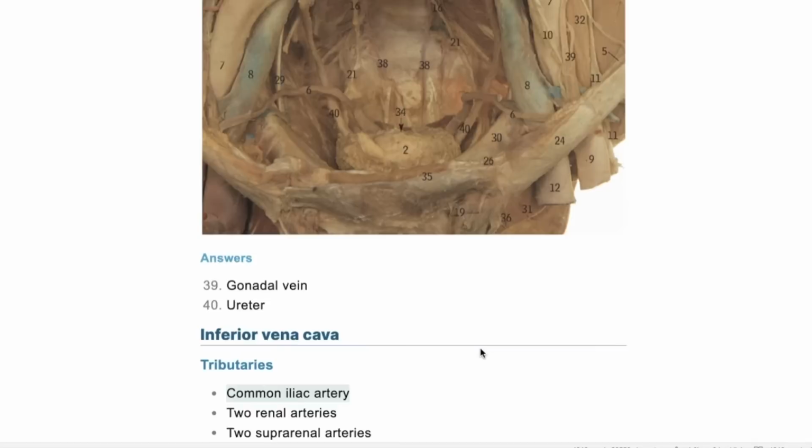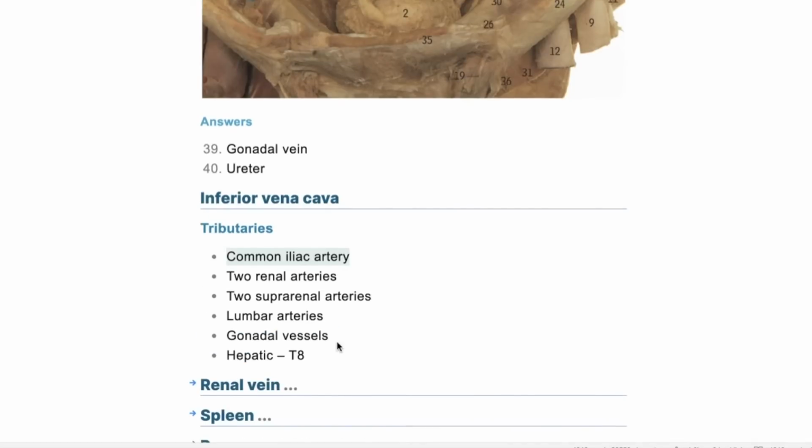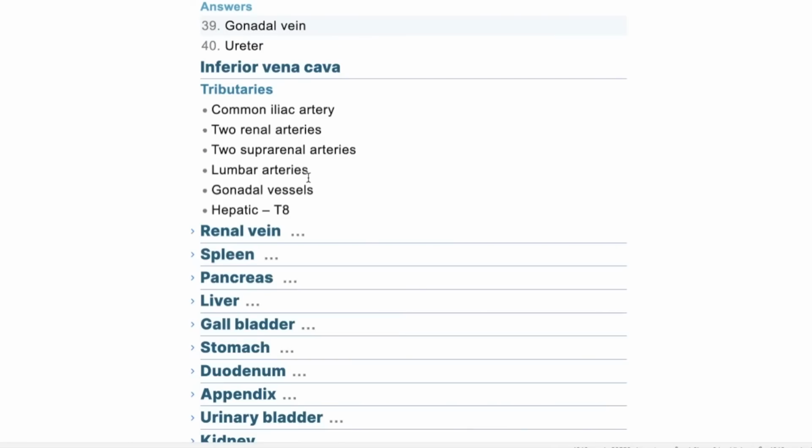So those will definitely drain into the inferior vena cava. You have here the lumbar, I mean, all the viscera. So lumbar veins, I'm sorry, not arteries. Lumbar veins will drain into it, and also the two suprarenal veins will drain into it, and the two renal veins will drain into it, and the common iliac veins.